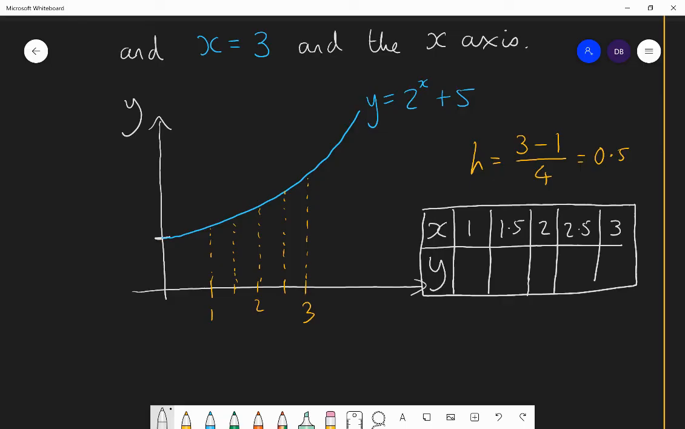The y values for these are 7. I'm going to write them in green. 7. When x is 1.5, the y value is about 7.8-ish. When x is 2, we have 9, because we have 2 squared plus 5, so that's 4 plus 5 is 9. When x is 2.5, we have 10.6 approximately. And when x is 3, we have 13 exactly, because 2 to the power of 3 is 8, plus 5 is 13.